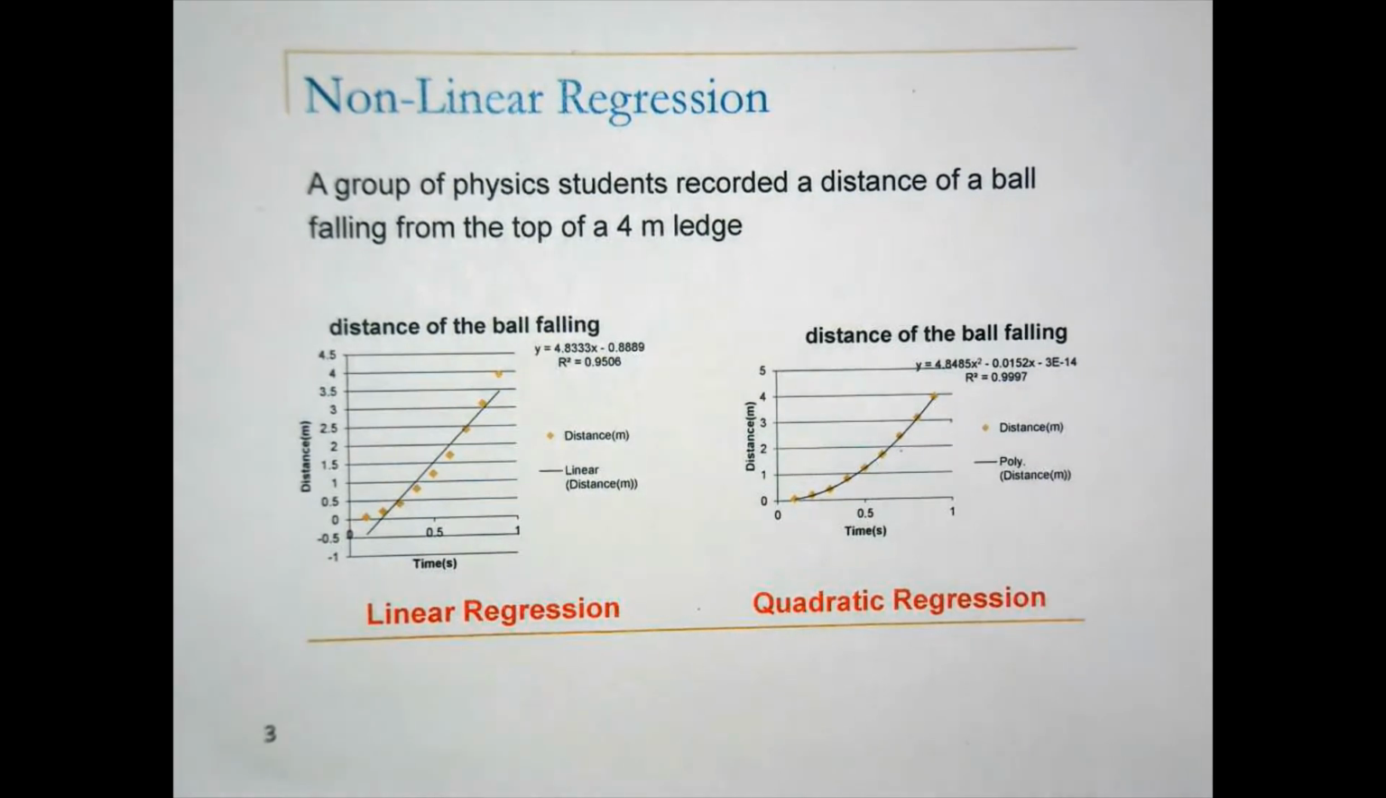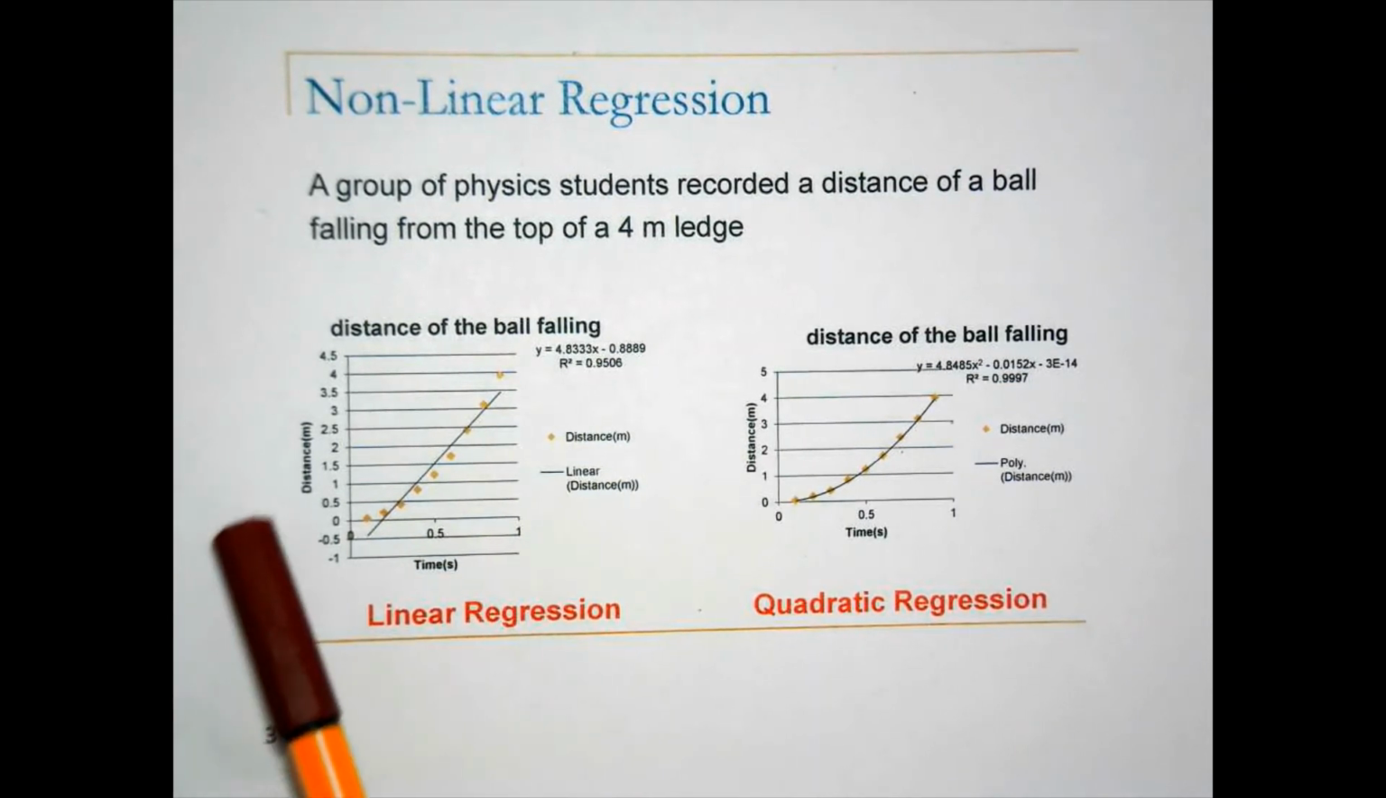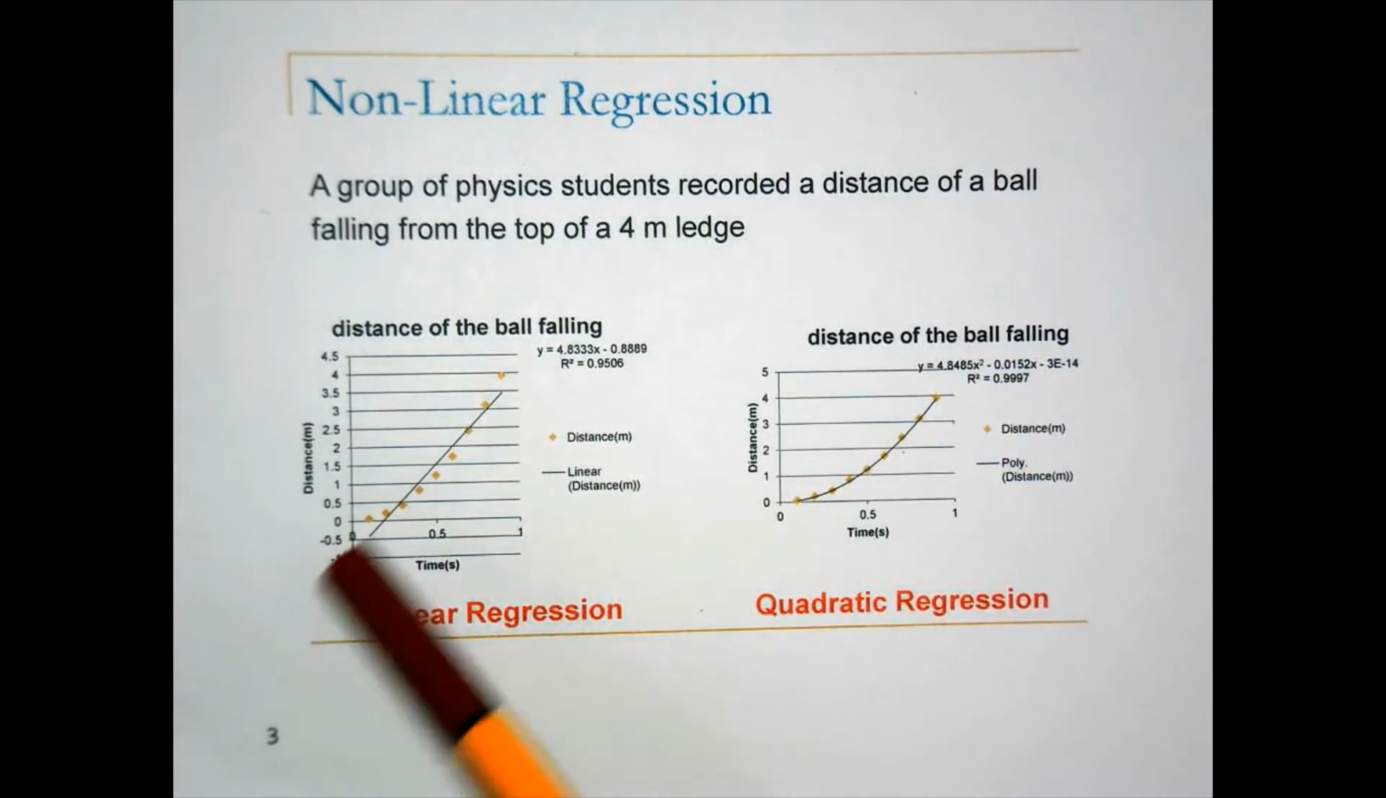Now, a group of physics students record the distance of a ball falling from the top of a 4-meter ledge. So they have collected the data presenting distance versus time. All of you by now probably know that this is not going to be a linear relationship, and this is actually a quadratic relationship. So here is the data.